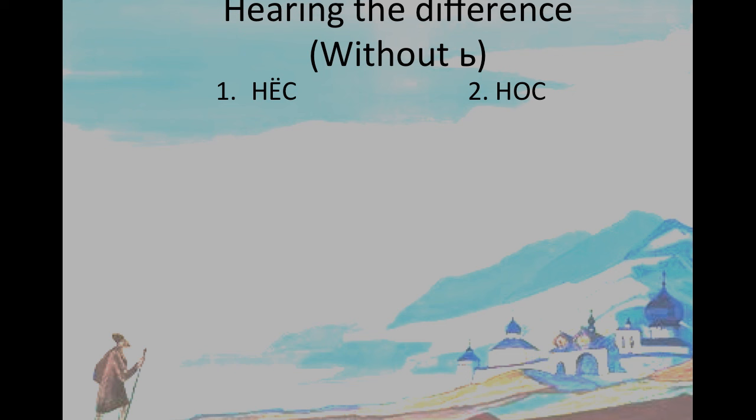Нёс. Good. Palatalized. Два. Oh, sorry. That should be один. Number problem there. It is the first one. Нёс. Okay. Next.